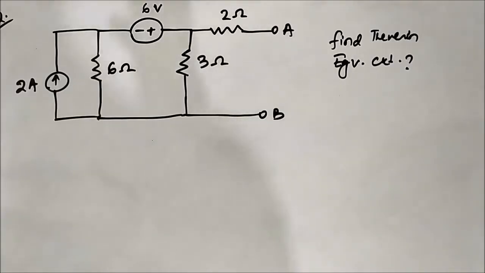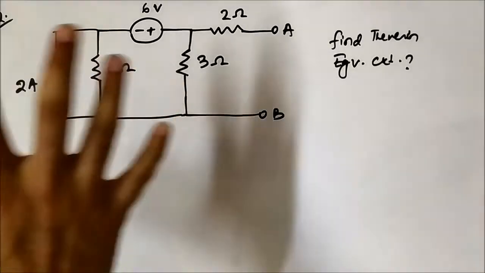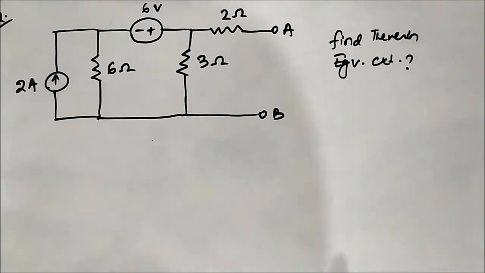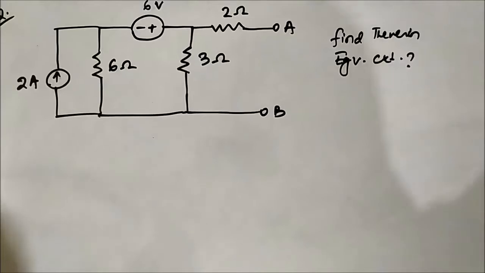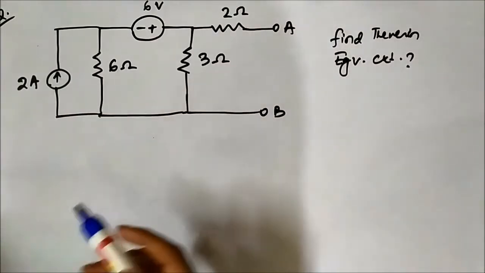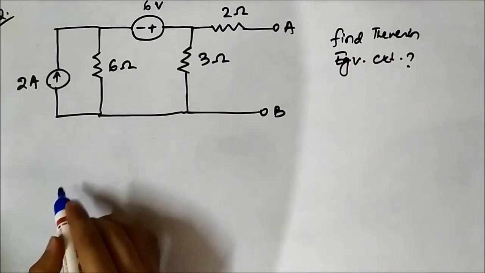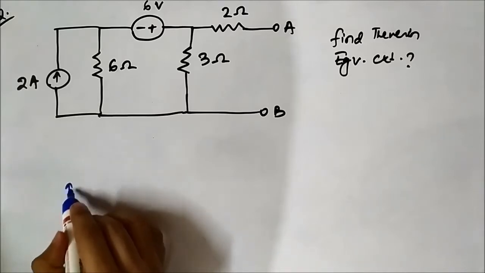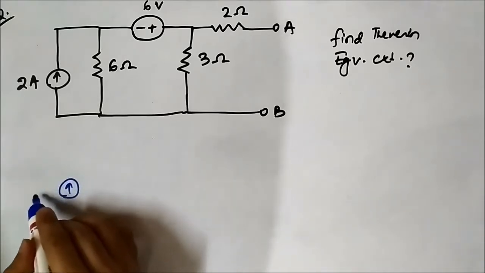So here we have another question on Thevenin to Norton and Norton to Thevenin conversion. We have this circuit and we have to find the Thevenin equivalent circuit. So we'll do it from the Norton equivalent circuit. First we have to find the Norton equivalent circuit. First, the Norton current, short circuiting terminals A and B.